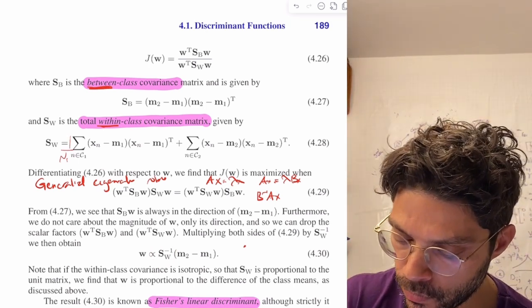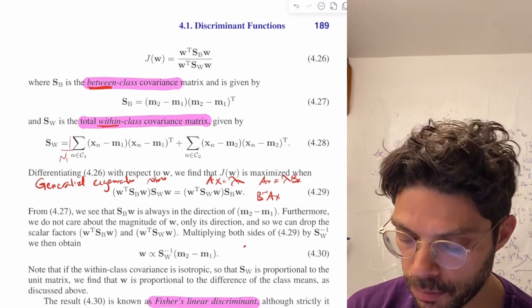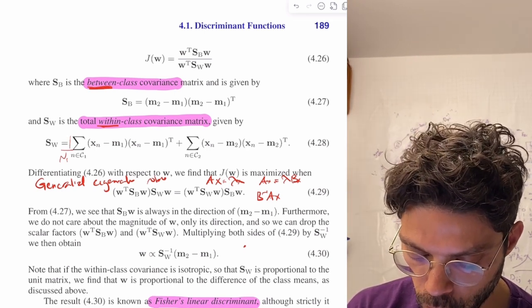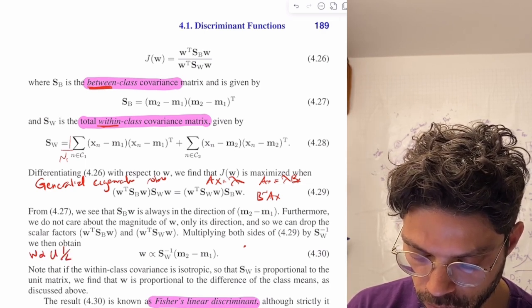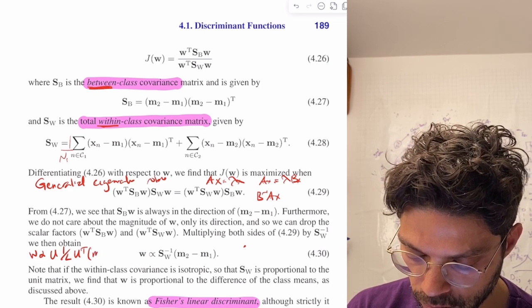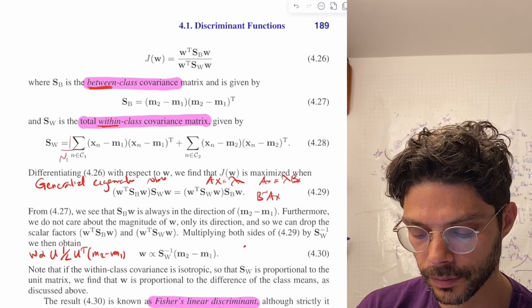I tried to get some intuition for this. If we do an eigendecomposition on S_W, we'll get that W is proportional to U transpose (m2 minus m1), right?